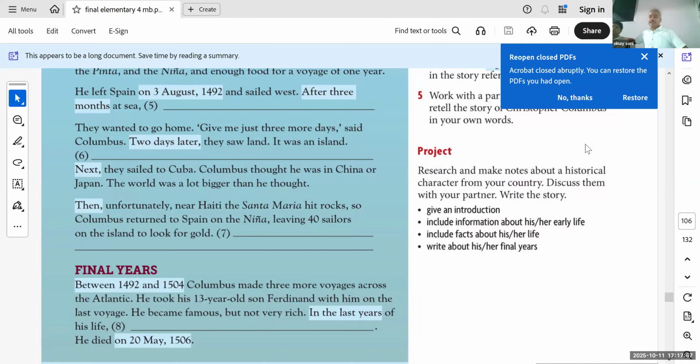So this guy, Columbus, requested, guys, just 3 more days. Give me 3 more days, and then if we don't find land, we will go back. Okay? And 2 days later, they found land. They saw land. It was an island, right? So next is the word, next.